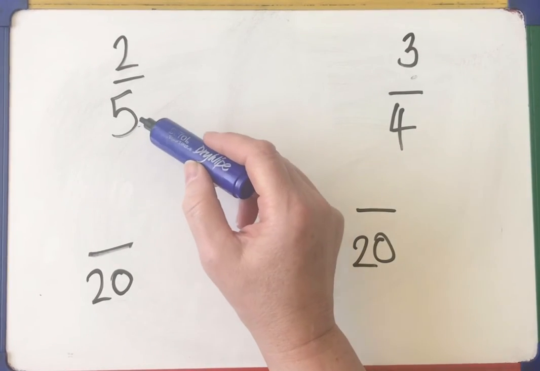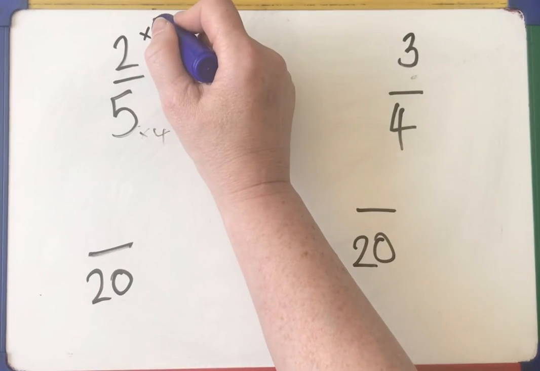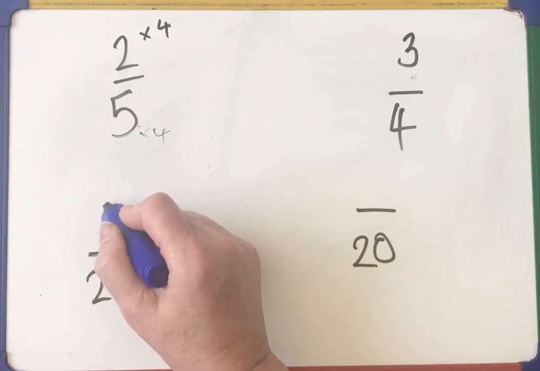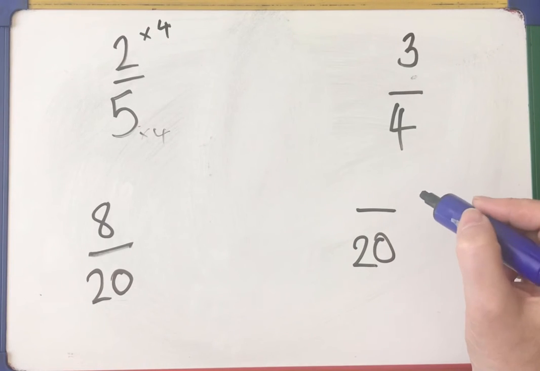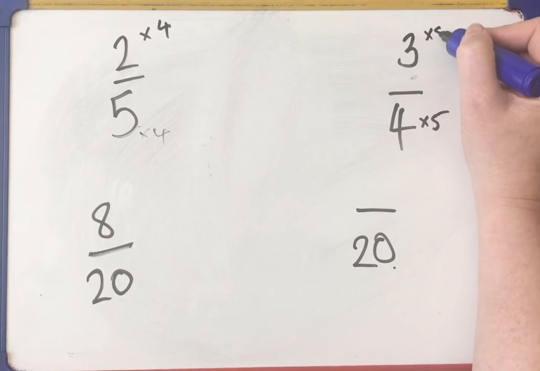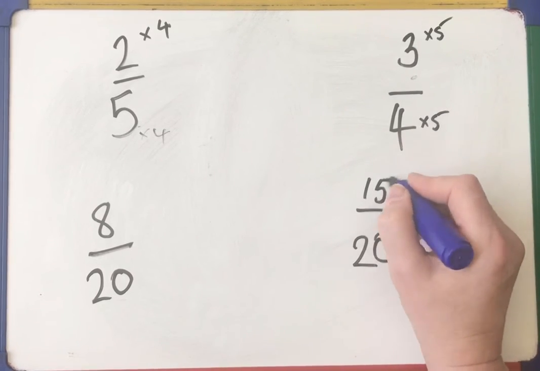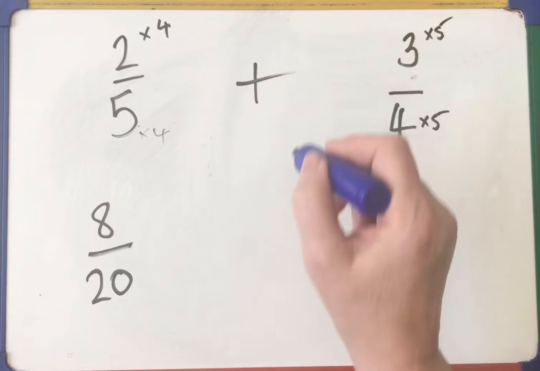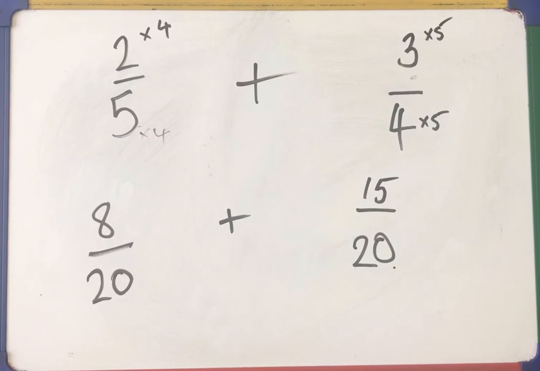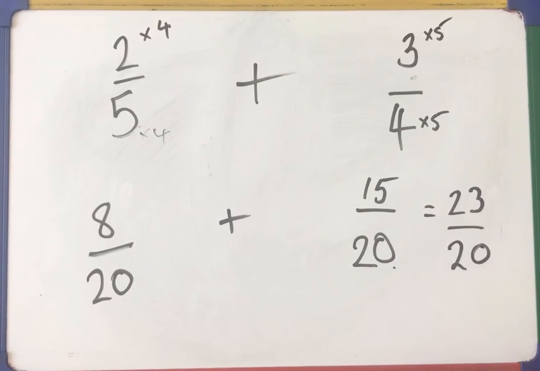Well, 5 times 4 is 20. If I multiply the denominator, I have to do that to the top. So that becomes 8 out of 20. 4 times 5 gave me the 20, so I multiply the numerator on this fraction by 5. 3 fives are 15, and the original question was add them together. So what I have here is 8 plus 15, which is 23 out of 20.